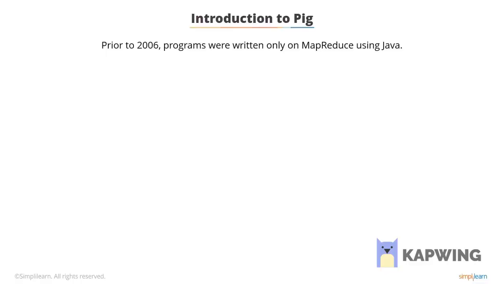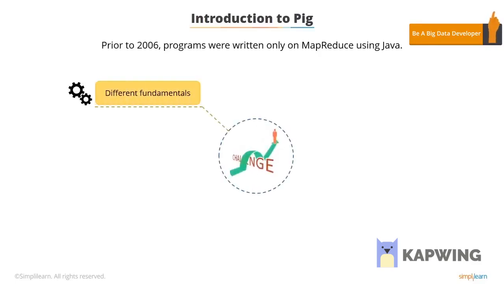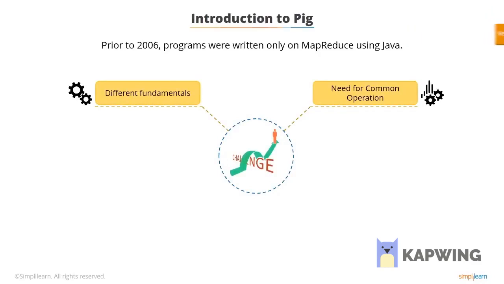Prior to 2006, programs were written only on MapReduce using the Java programming language. Developers had to mind the map, sort, shuffle, and reduce fundamentals while creating a program for which they needed common operations such as joining, filtering, and so on. The challenges kept building up while maintaining, optimizing, and extending the code. Consequently, the production time increased.